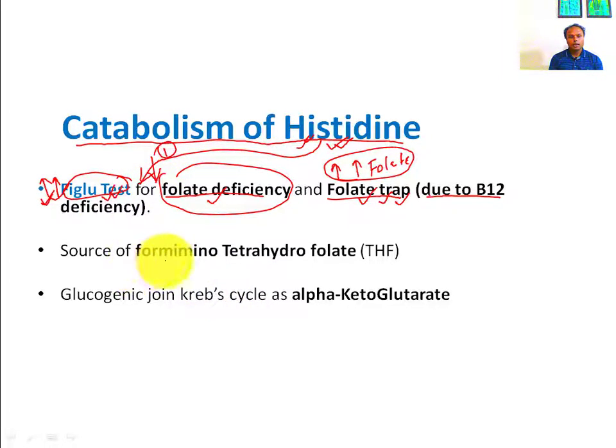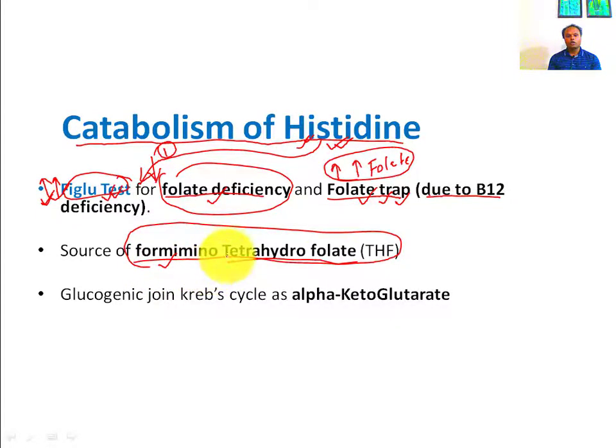Now, the second important significance of this pathway is that it is a source of tetrahydrofolate. Which tetrahydrofolate? Formimino tetrahydrofolate. So this pathway is a source of one carbon for tetrahydrofolate, and this is part of folate metabolism. The third significance is that histidine is a glucogenic amino acid. It will ultimately produce glucose, and it joins the Krebs cycle as alpha ketoglutarate.